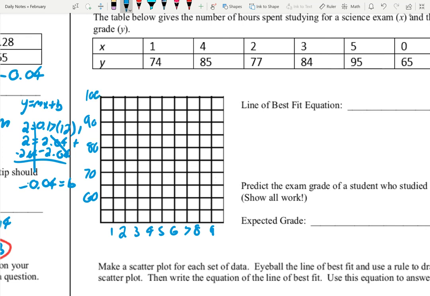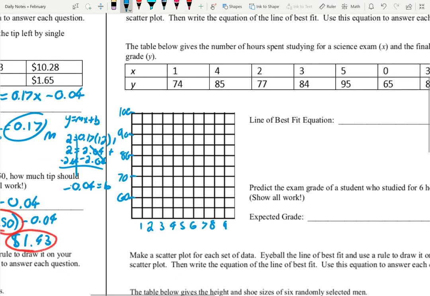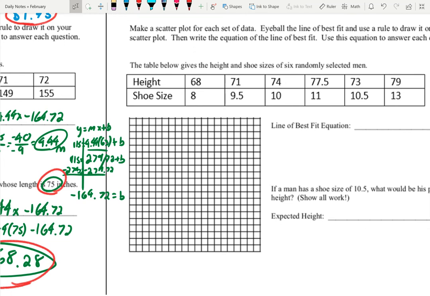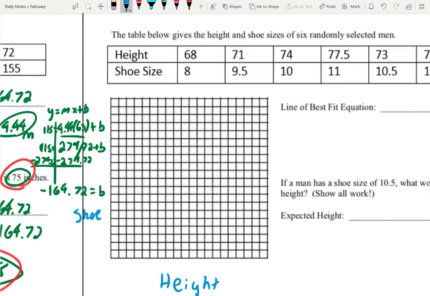That's every kind of 2 squares. So that's a good scale for you, I think. You can plot the points on that. That should work. And this last one, let's see, shoe size and height. So we'll put height here, and then we'll put shoe size on this axis.